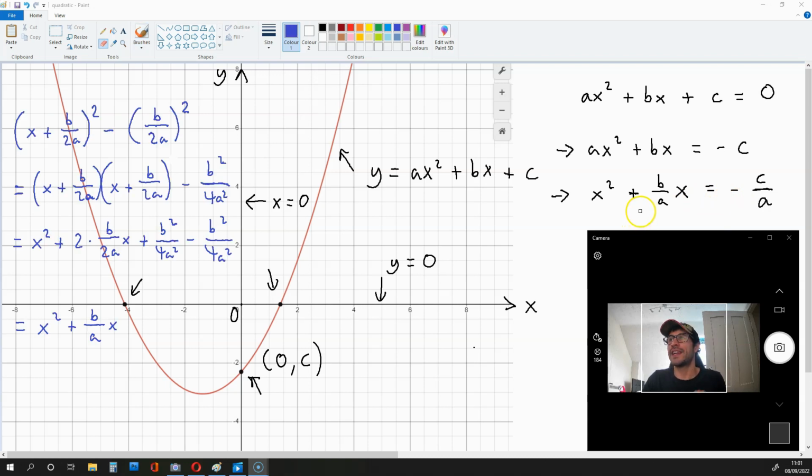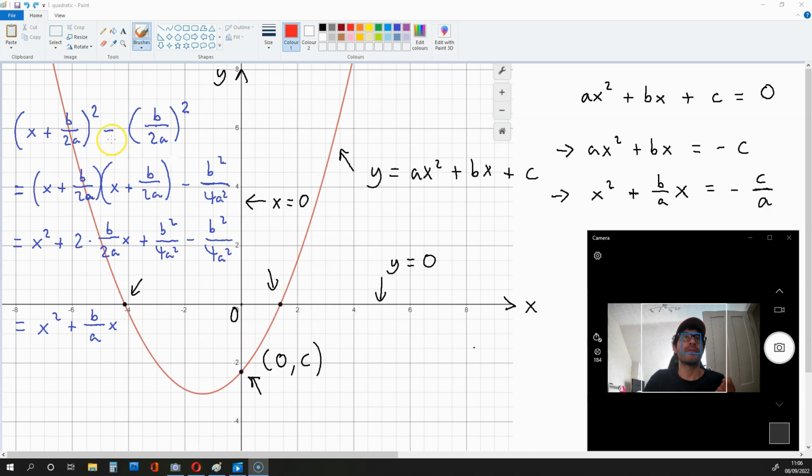Now from here, we're in a tricky situation. We need to isolate x, and the algebra is a bit complicated. So what we do is we transform x squared plus b over a times x into x plus b over 2a, squared, minus b over 2a, squared. And this is called completing the square. It's a bit of maths magic.